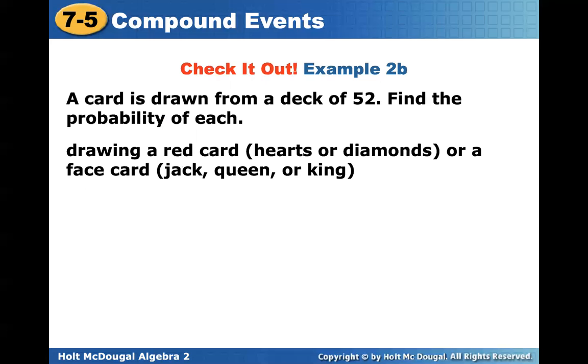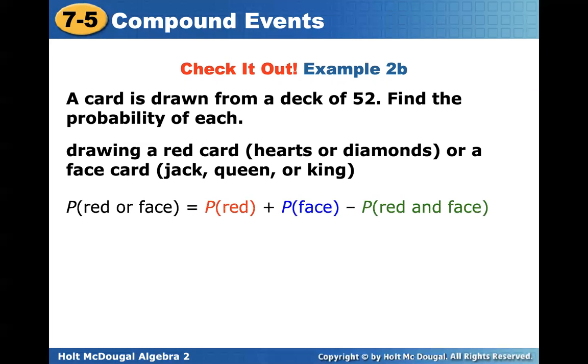All right, one more. A card is drawn from a deck of 52. Find the probability of drawing a red card or a face card. Are these inclusive or mutually exclusive? Is there overlap in the hearts and the face cards? There are, right? Because there are red face cards, correct? Yeah, so we're going to have to use our probability formula for inclusive events. Probability of a red or a face card.